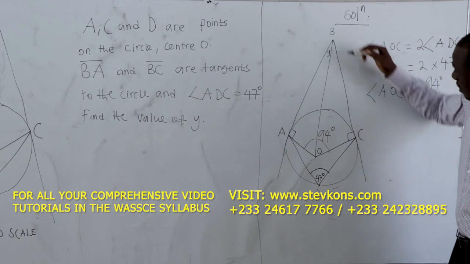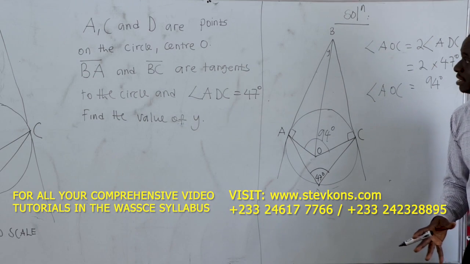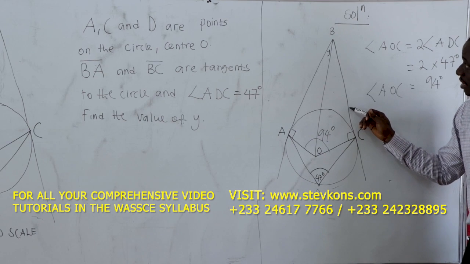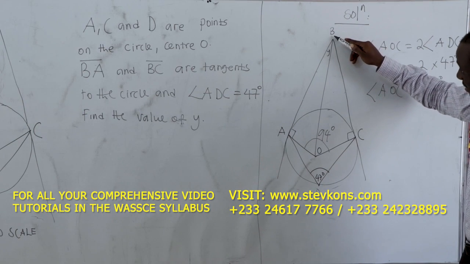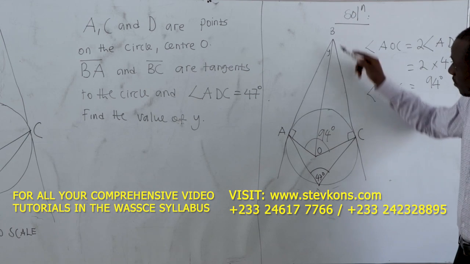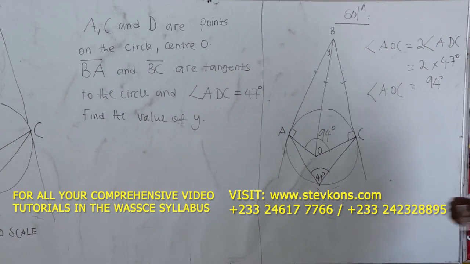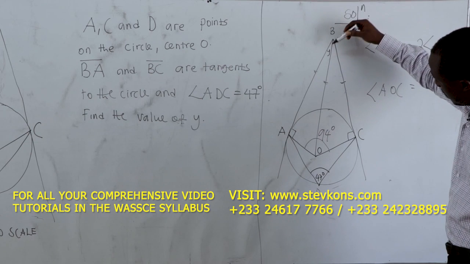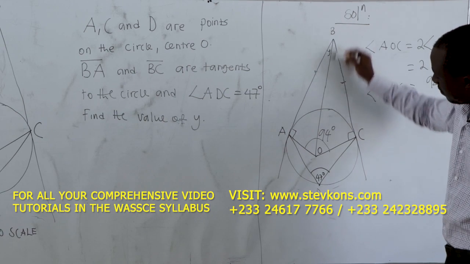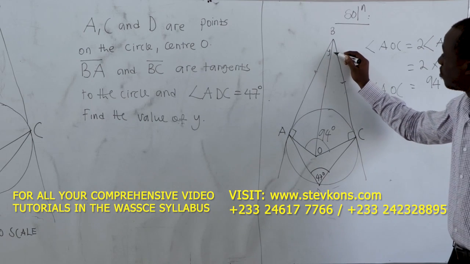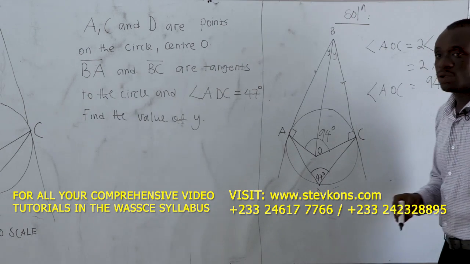Now, the lengths BC and BA are the same, and hence this line BC is the same as that. The line that is bisecting, that is the center, which is coming from B, means that this line is the same as that line, and this is also the same as that. Hence, if this is Y, the line BO bisects the angle into two equal parts. So the angle here, if this is Y, this is also Y, because it bisects into two equal parts.